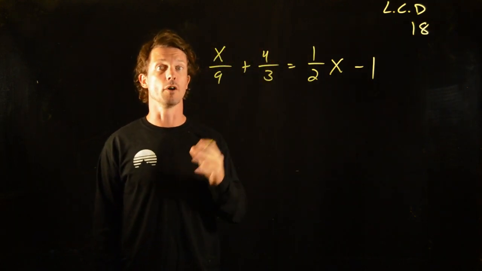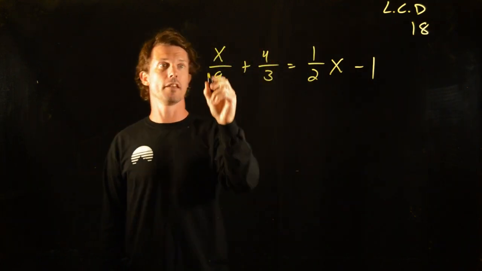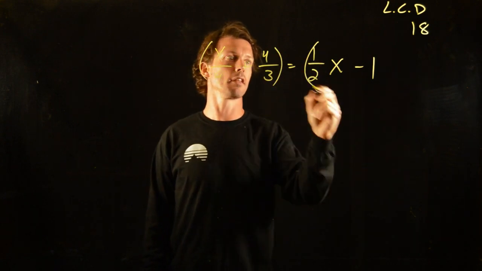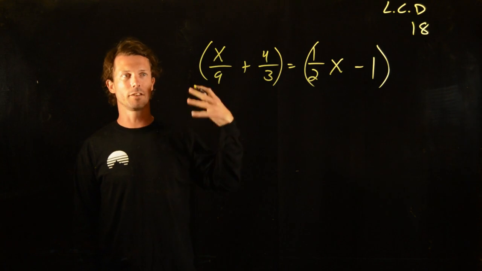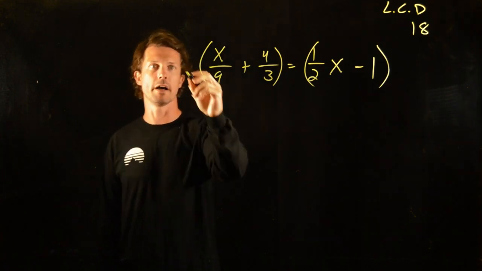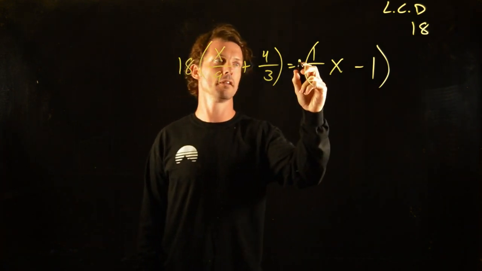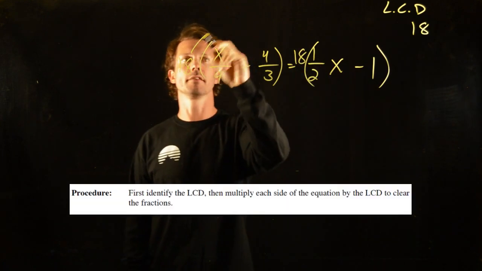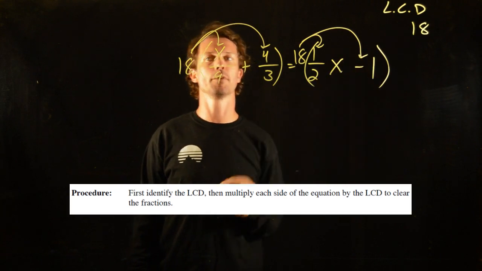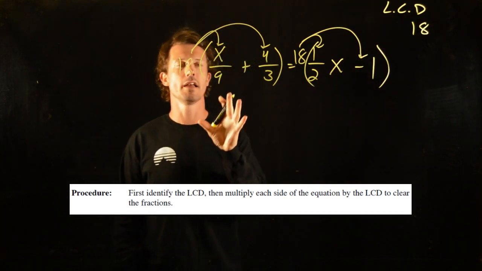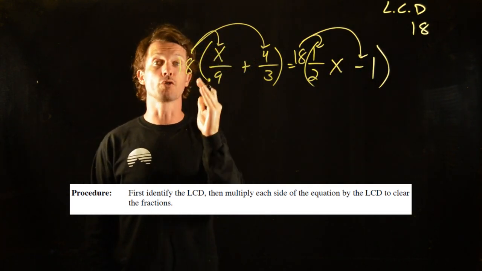Okay? So now, once I know that, the next step is I'm going to group these together, and all we have to do is multiply basically the whole problem by 18. So I'm going to multiply this side by 18, and I'm going to multiply this side by 18. And you should see what happens when I do that is use cross simplification again.